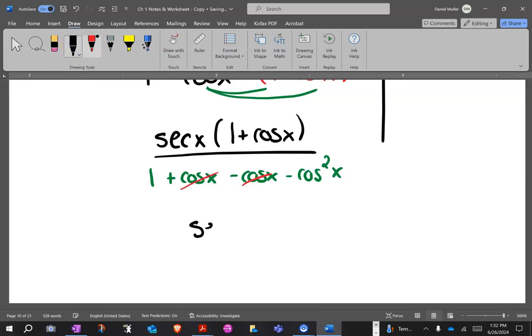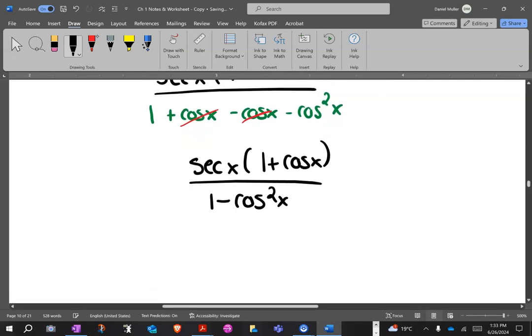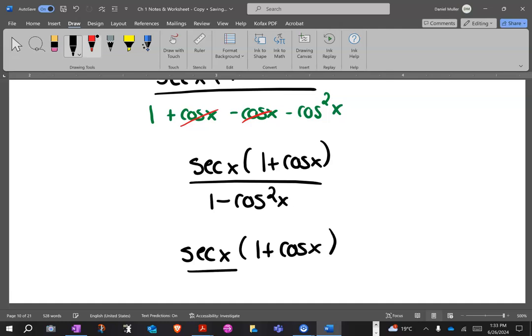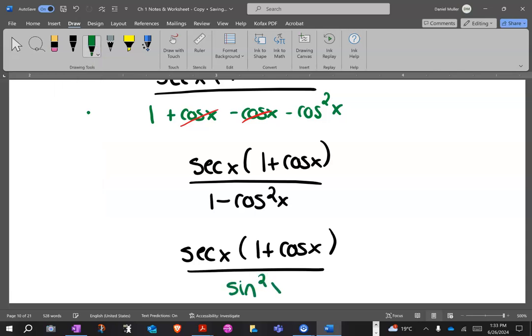So I have secant of x 1 plus cos x all over 1 minus cos squared. Now, I know that that's going to be a sine squared. So I'm going to have secant of x 1 plus cos x all over a sine squared. This is an obvious substitution.